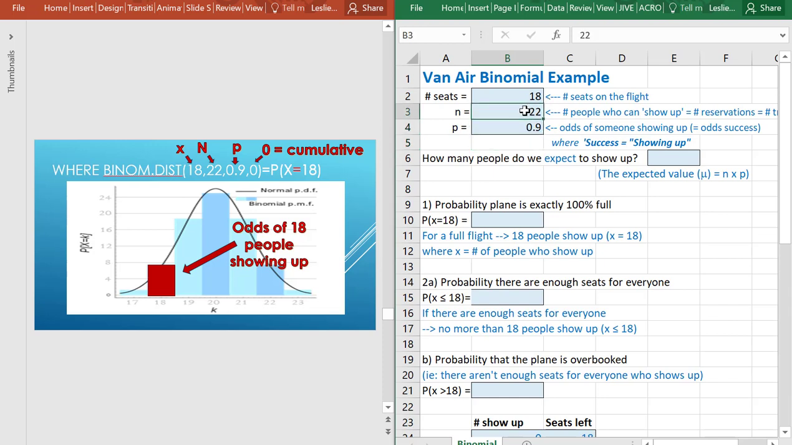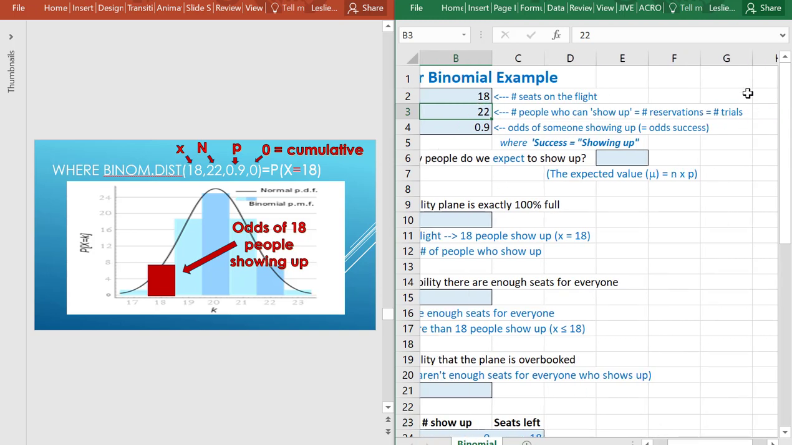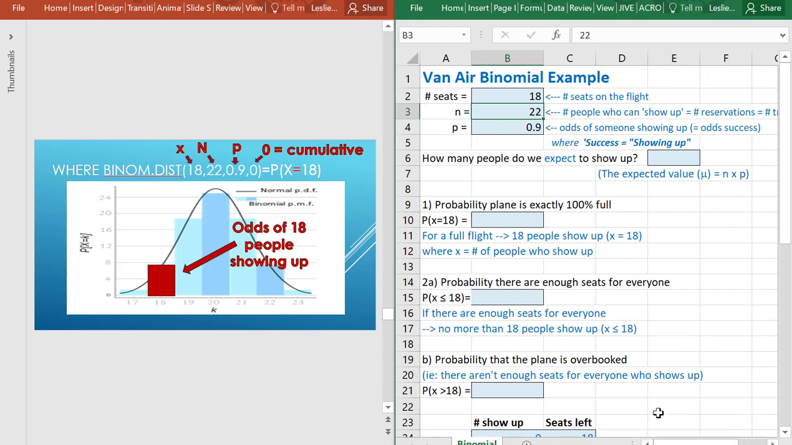Little note here for binomial distributions. We call the N the number of trials. So it's that number of trials. That's the total number of people who can show up. So these are the people we're kind of rolling the dice on. So we allow these 22 reservations, up to 22 people reserve. If they do, then they might or might not show up. Each one has a 90% chance of showing up. And X is going to be our number of people who actually show up.